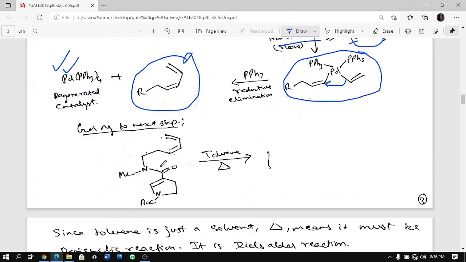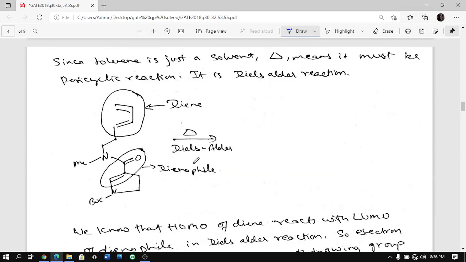The next step is very simple. You can see here toluene is there, you are heating it. Toluene will of course not react. Heating means something like a Diels-Alder should happen, and that's what happens. You can see here this is the diene part, this is the dienophile. The dienophile is a simple alkene. Why is it called dienophile? Because it is phile, loving. It loves diene. Basically it reacts with diene. Diene means two alkenes are next to each other.